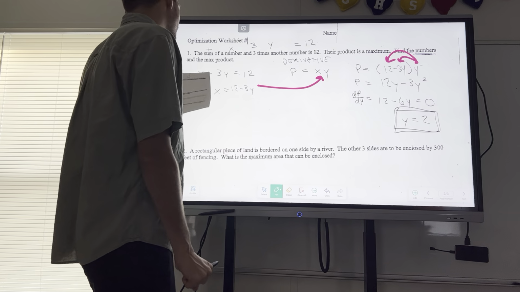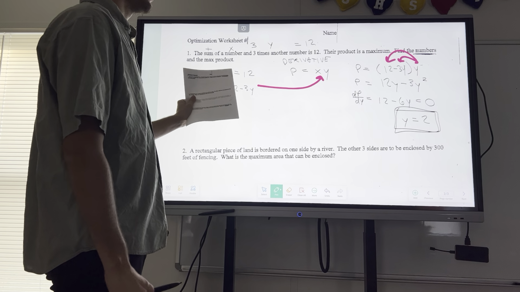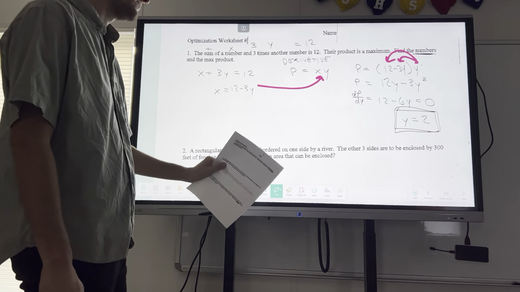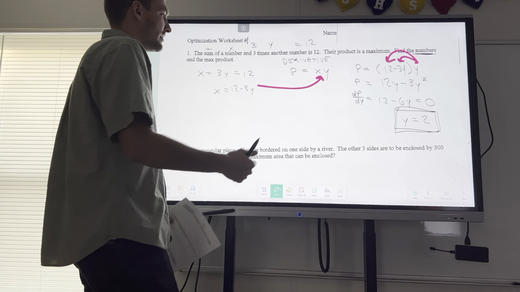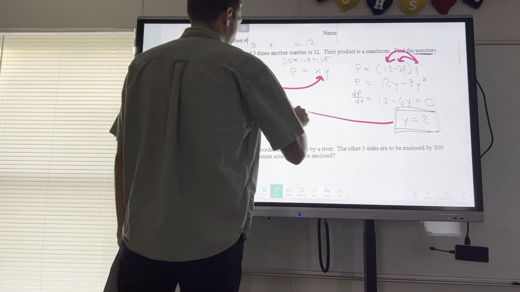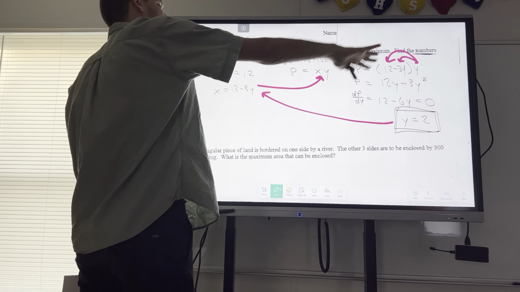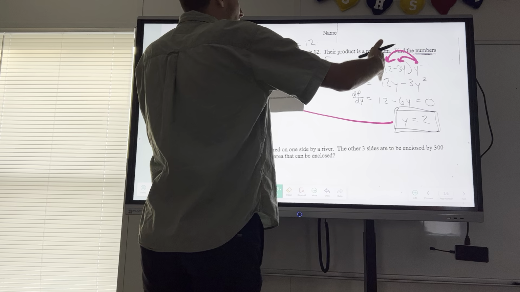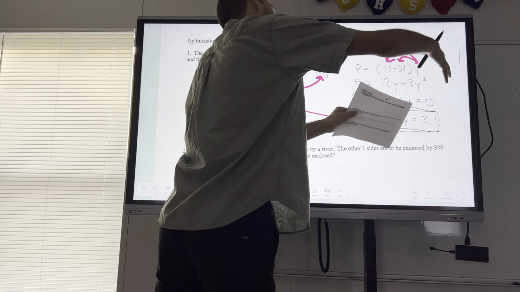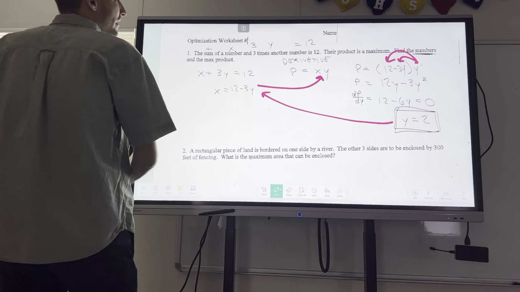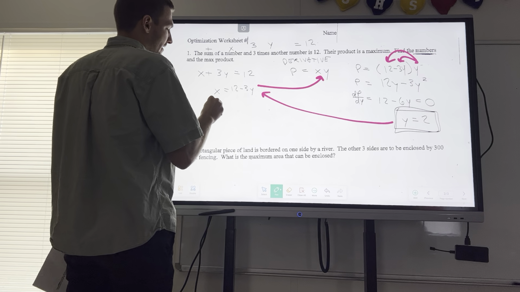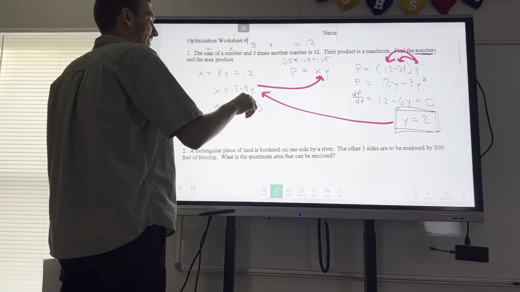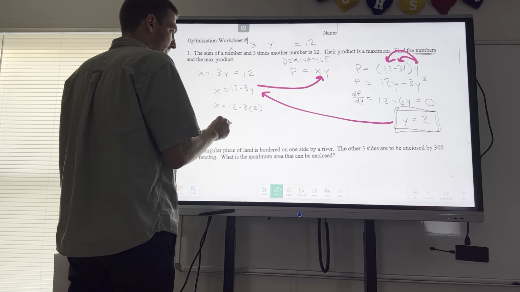Find the numbers and the maximum product. We have one of the numbers, okay? A lot of times when I do this optimization, I like these arrows that go back and forth and back and forth. Use this equation to help you with that. Okay, nice derivative. Use this value to go back to the other side. X equals 12 minus 3 times 2. 12 minus 6, 6.